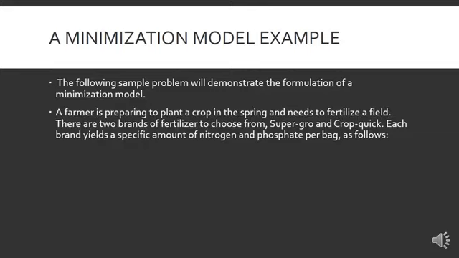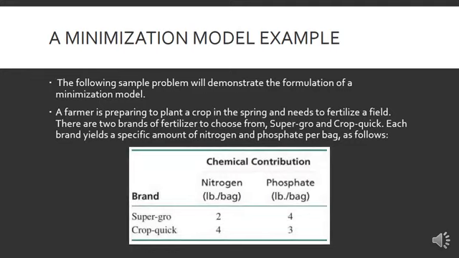So kumbaga, we have two products, okay, para sa product mix ratio natin, Supergrow and Crop Quick. So meron silang tinatawag na dalawang materials constraint. So yung una, nitrogen, yung pangalawa, phosphate. Okay? So ayan yung kung gagawin natin yung chemical contribution niya, ganyan yung itsura.